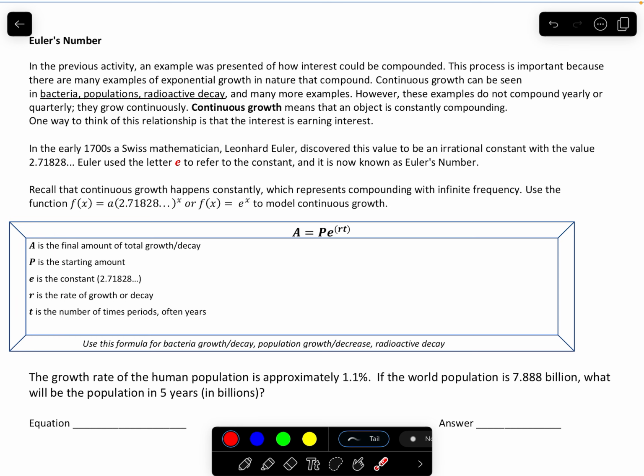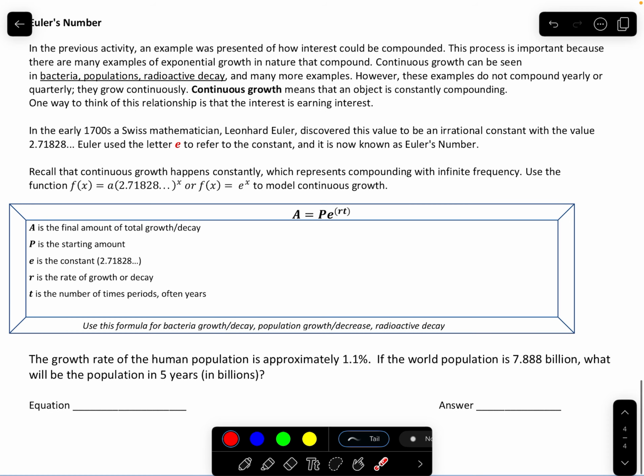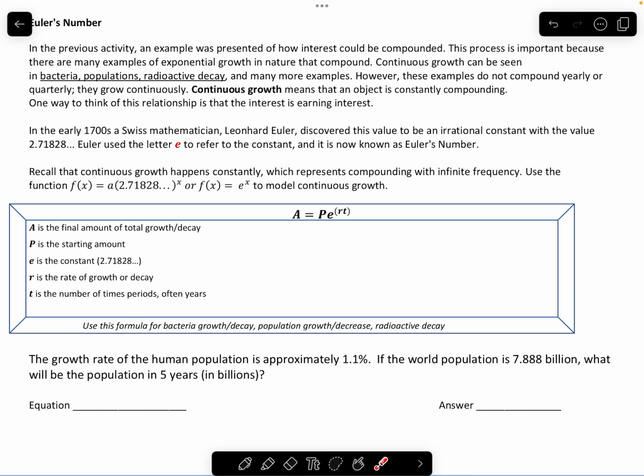So let's take a look at this one problem we're going to use it for here. The growth rate of the human population is approximately 1.1%. If the world population right now is 7.888 billion, which it is not, but I'm just going to throw a number out there, what would the population be in 5 years? All right, so population grows continuously. It's not annual, it's not monthly, it's not daily, it's continuously growing.